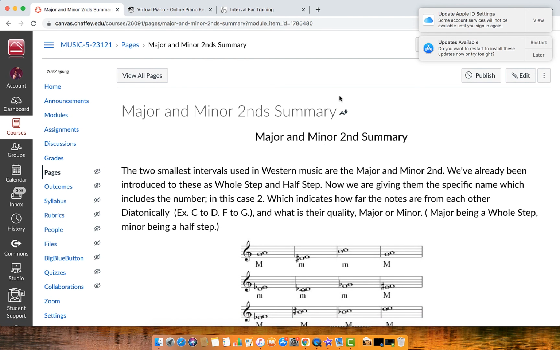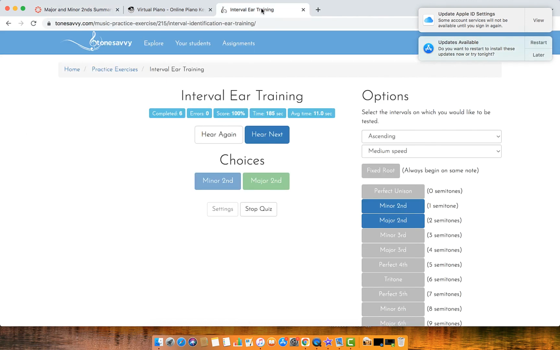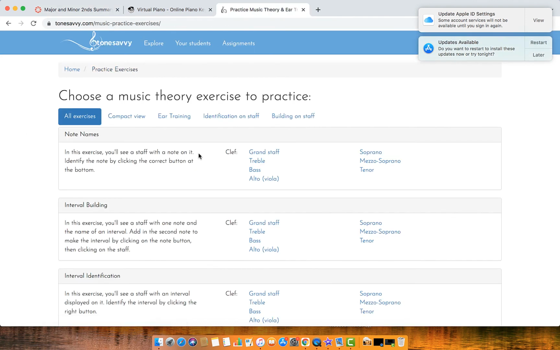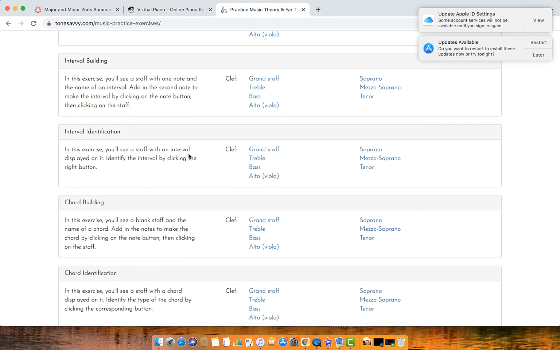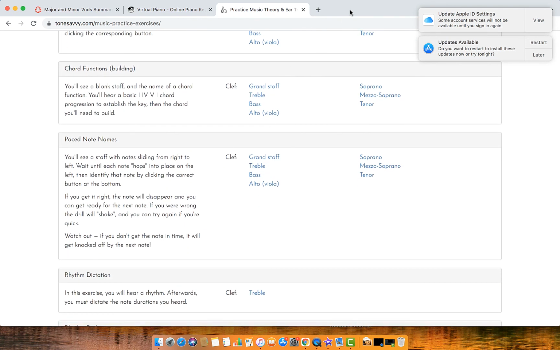And again, there is reading in the book on intervals, but the reason I did not give you that yet is because the reading is all of the intervals, and I do not want to inundate you with that stuff. So just focus on the major and minor seconds right now. I guarantee you, doing all the work on Tone Savvy for this week, building your seconds, looking at seconds and being able to identify them as major or minor, and then finally the ear, your musicianship skills will greatly improve if you consistently practice.